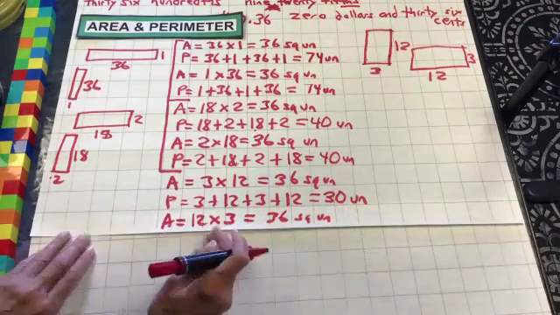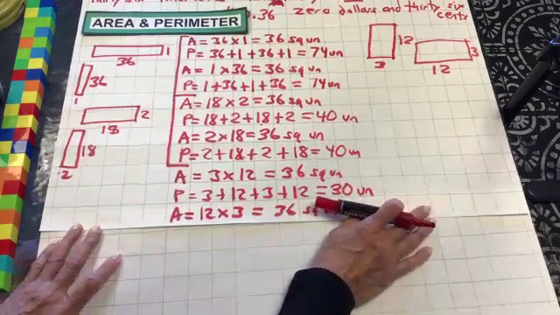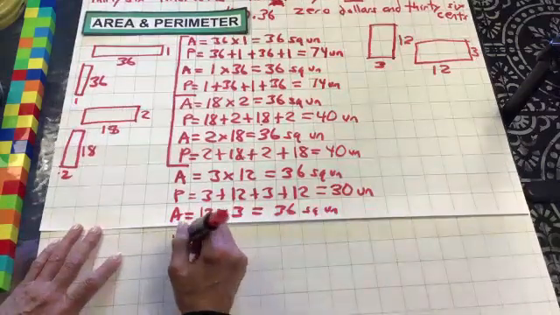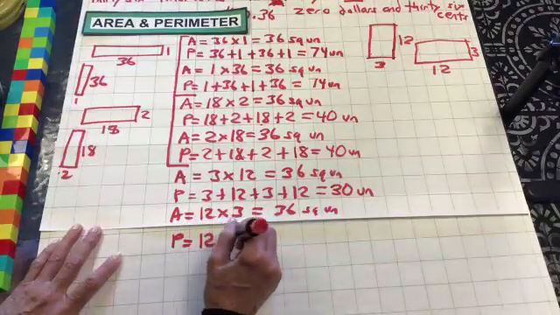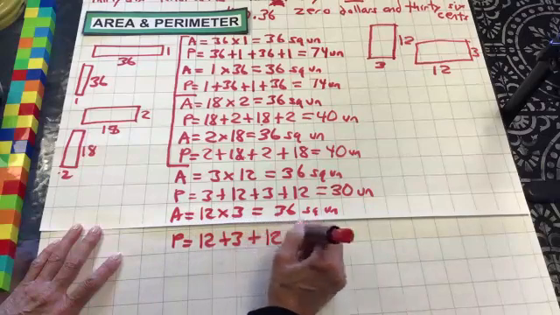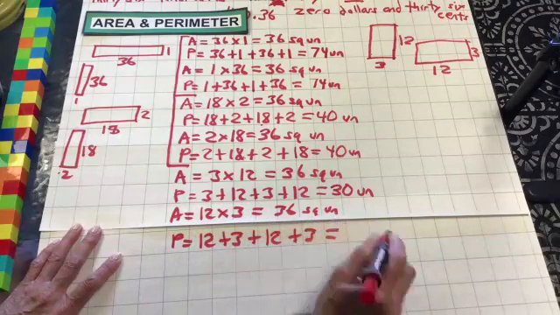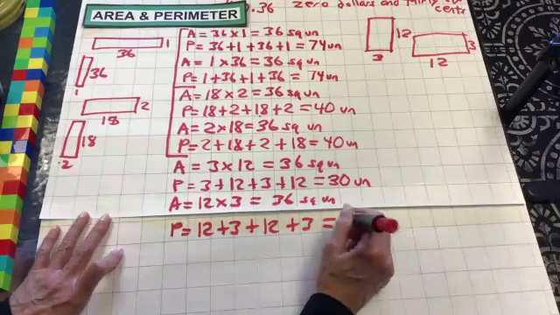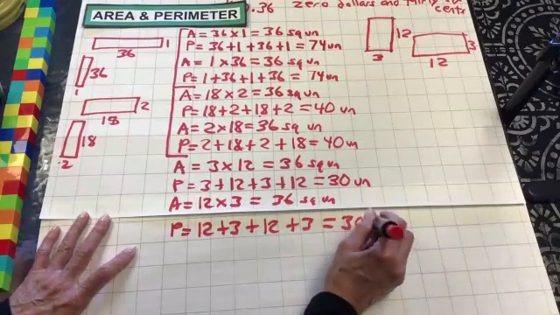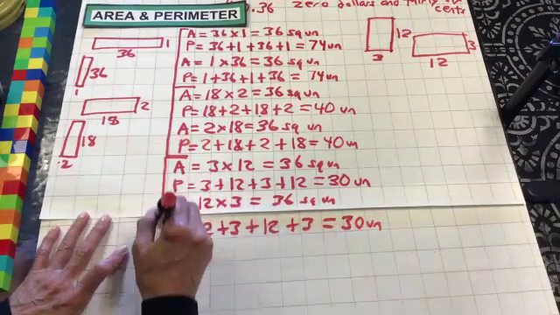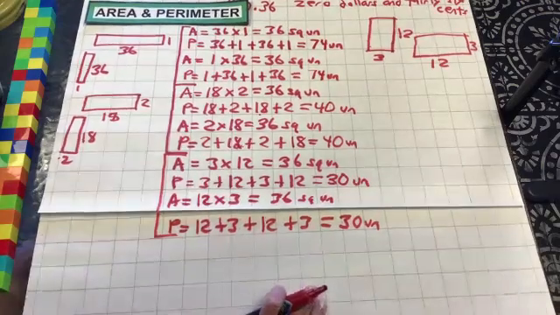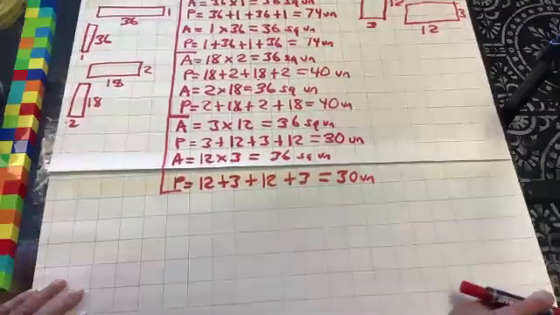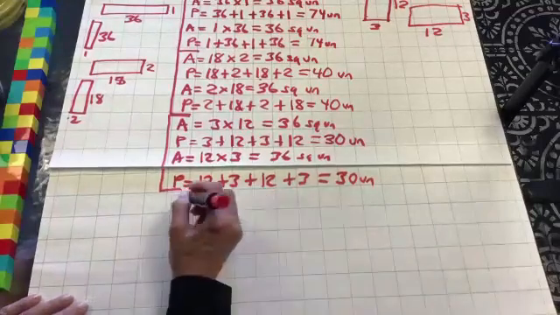And that perimeter would be, my paper's a little cockeyed, 12 plus 3 plus 12 plus 3 equals, and that would be the same, 30 units. So there's that factor pair family. Let's move on to the next one. So we did 3. Now we're going to do 4.